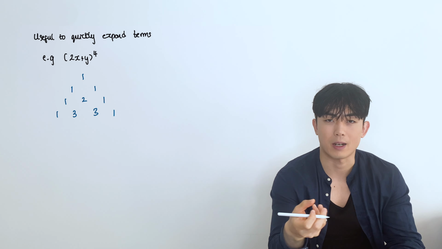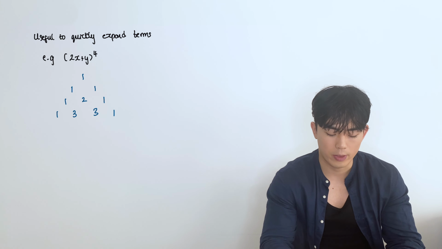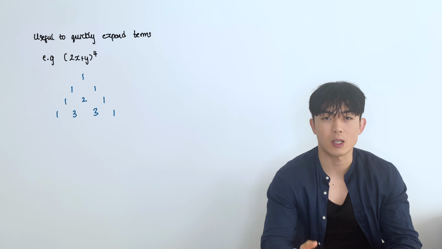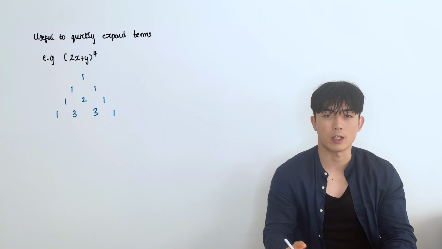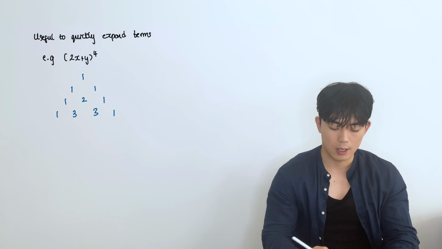So we know how to expand brackets, right? But if the power gets quite large, like maybe 4, 5, 6, 7, then it just takes a very long time to expand. So we need a simpler, more efficient, quicker way of doing it, and we can use the binomial expansion. So first things first, Pascal's triangle.